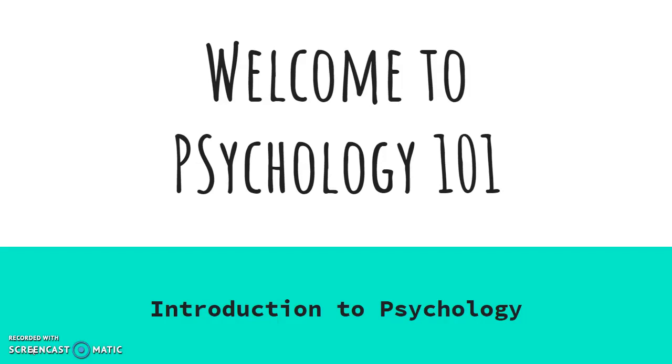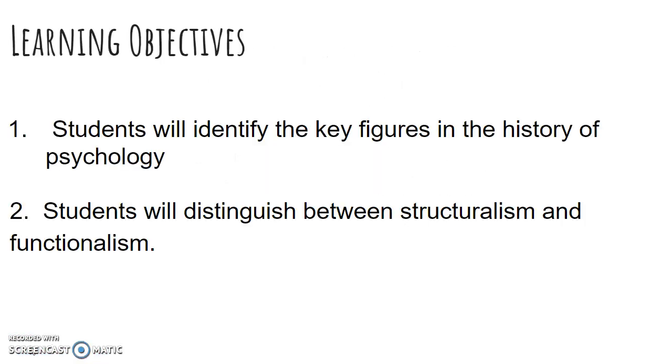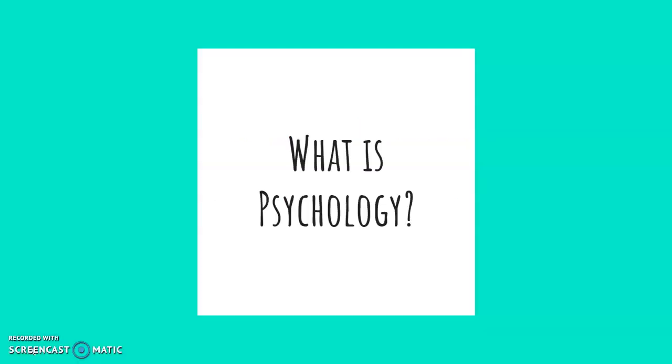We're going to jump right in today with our first lecture. Your learning objectives, you have two of them for this lecture. You will begin to learn about the historical figures of psychology, along with differentiating between structuralism and functionalism. Those terms might seem like a foreign language, but by the end of this video, you will have a basic understanding of each. So let's start with the basic question that is really opening Pandora's box.